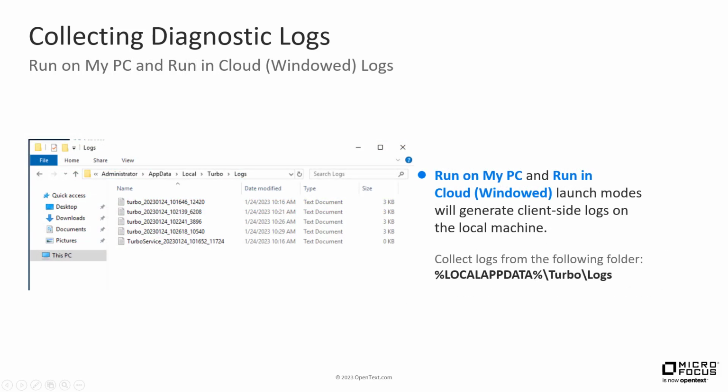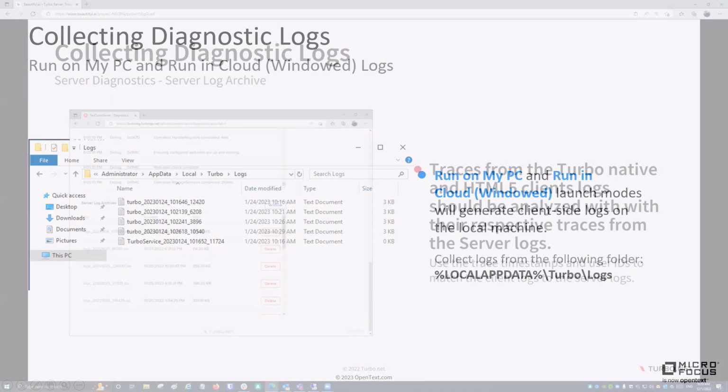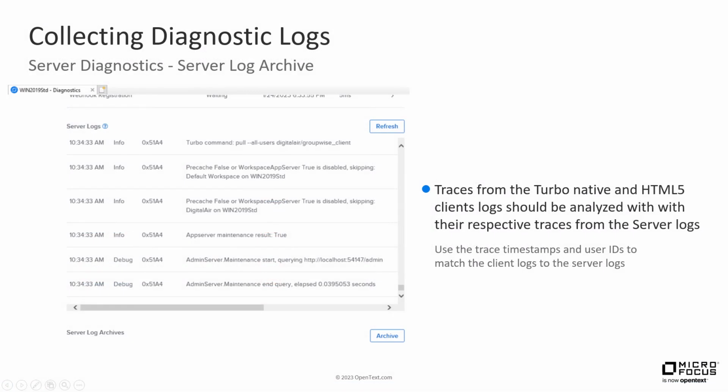The run on my PC and run in cloud windows will generate client-side logs on the local machine and can be collected from the local application data Turbo logs folder. These traces should be analyzed together with their respective traces from the server logs. And you can use the timestamps and user IDs to match the client logs to the server logs.